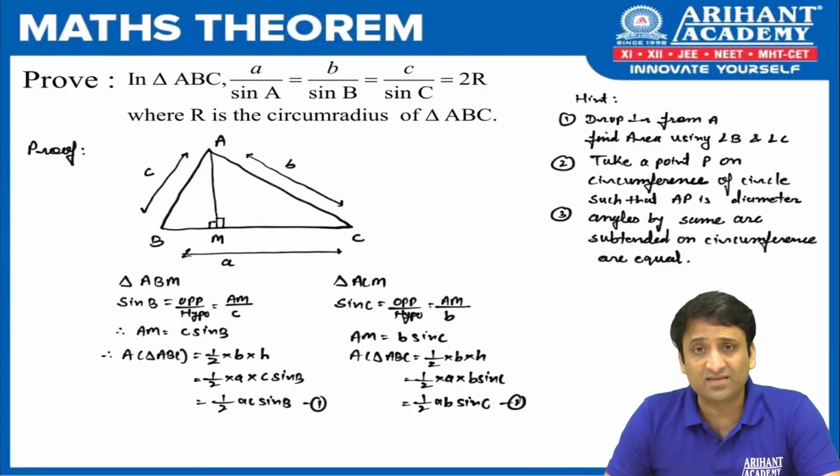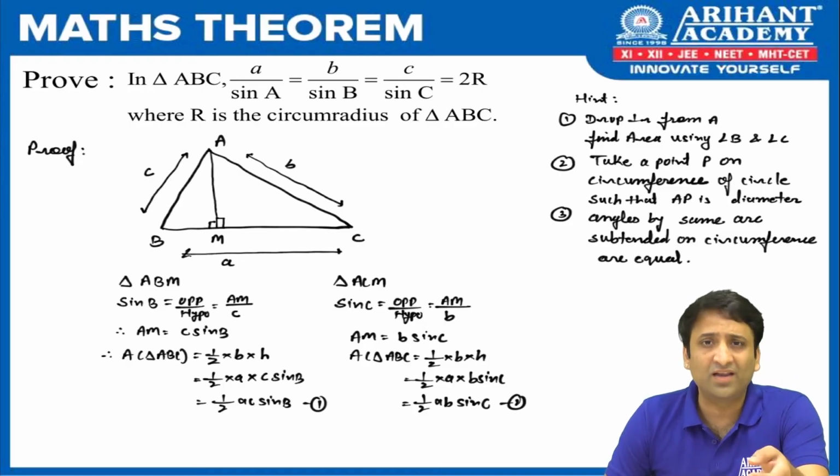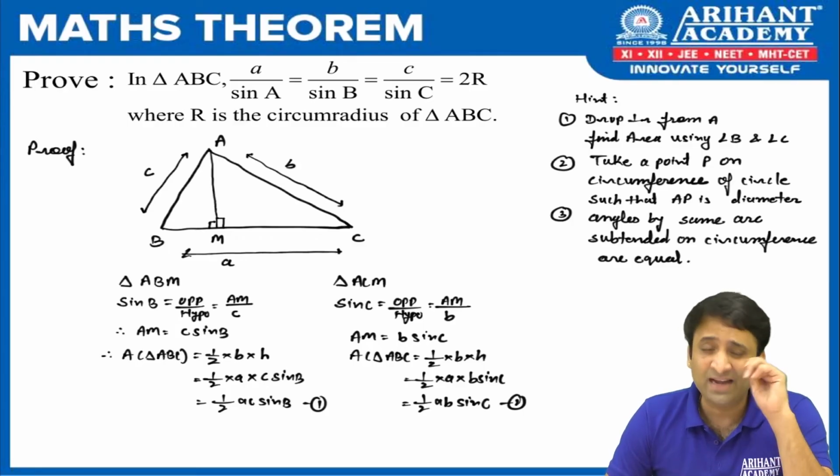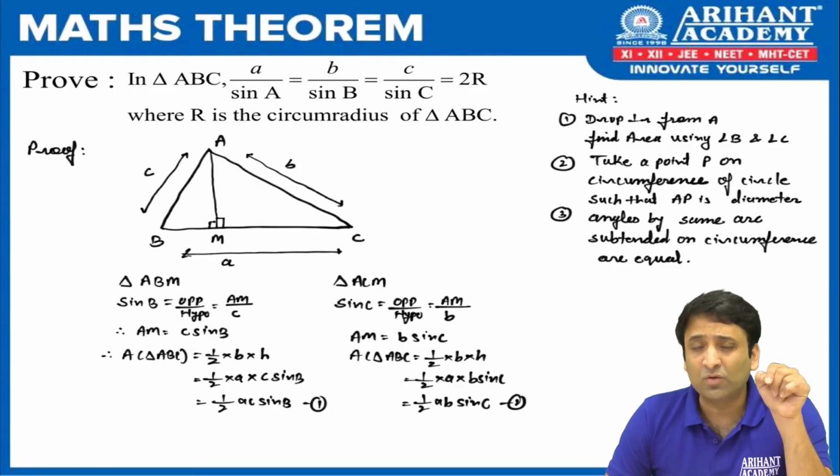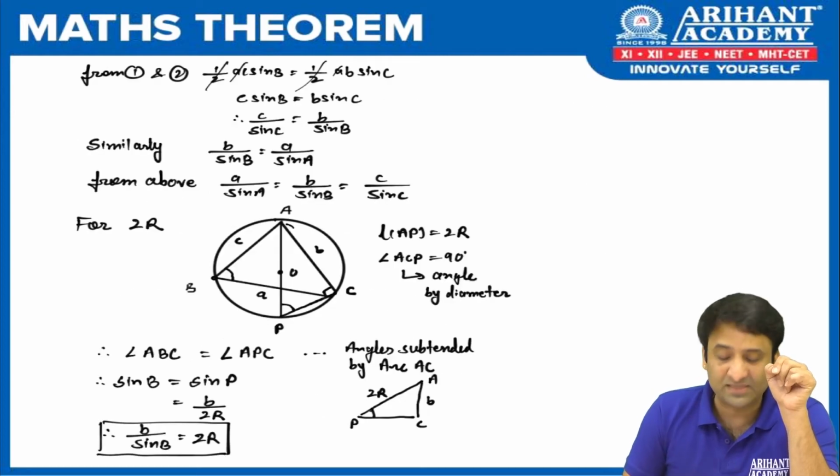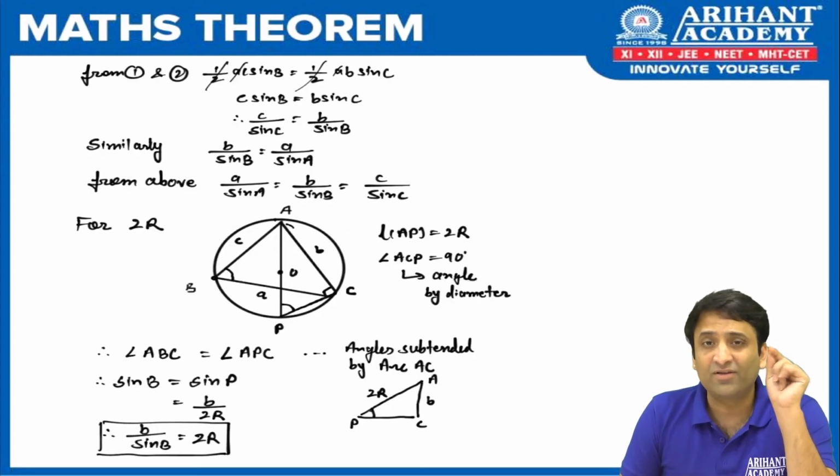To get the second result, that is 2R wala result, what we do is from any point A, we draw a line, or I better say diameter, okay, AP, and when I say diameter it passes through center, and to remember there is P को हमको किससे ज्वाइन करना है in this diagram? C के साथ ज्वाइन करना है, ठीक है? And we are going to talk about angle subtended by arc AC.